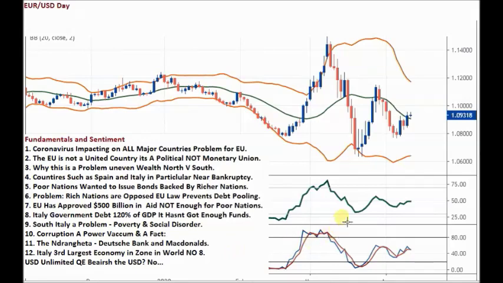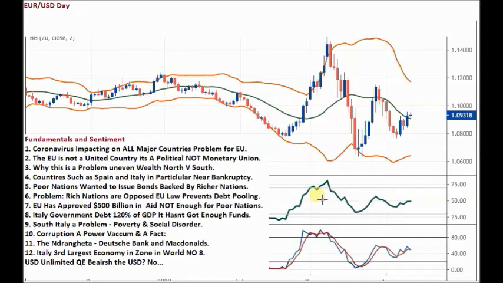Now, in terms of the chart, I haven't done the monthly chart in this week's video. Downside targets: 104.50, which is monthly support, then down to 90 possibly.